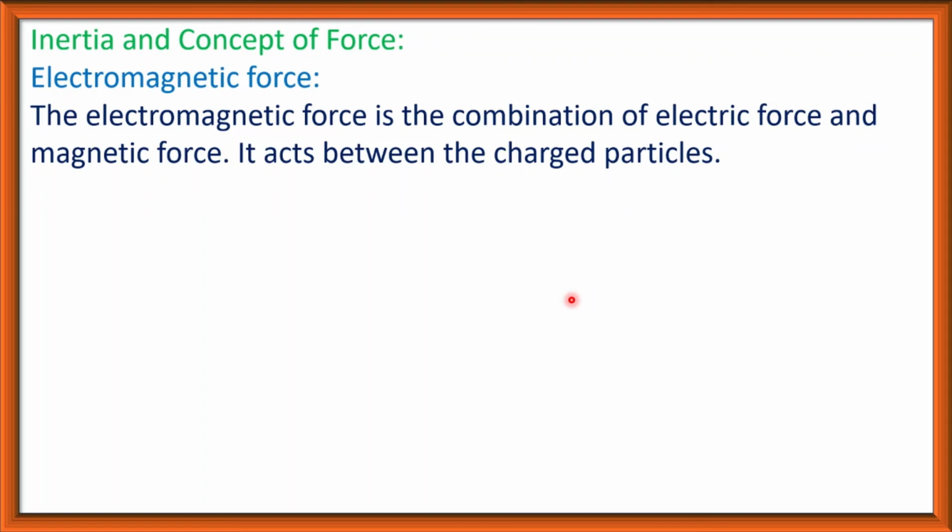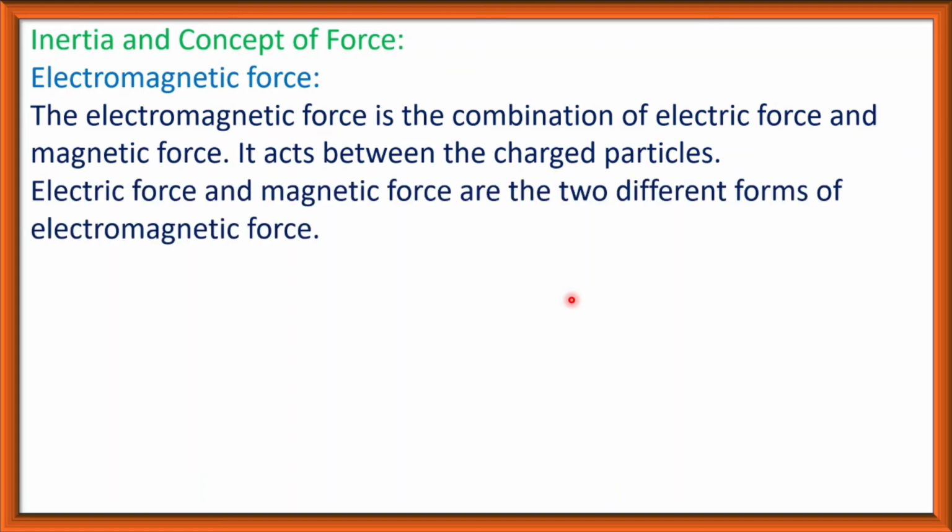And we know the north pole of a magnet attracts the south pole of another magnet, and the north pole of a magnet repels the north pole of another magnet. This is the magnetic force. That is, there is a force between two magnets. This force is magnetic force. And electromagnetic force is the combination of electric force and magnetic force.